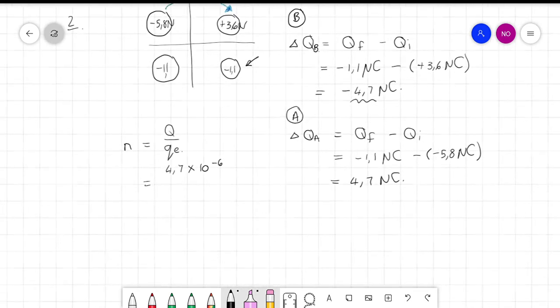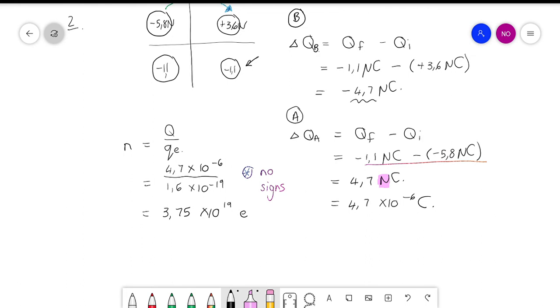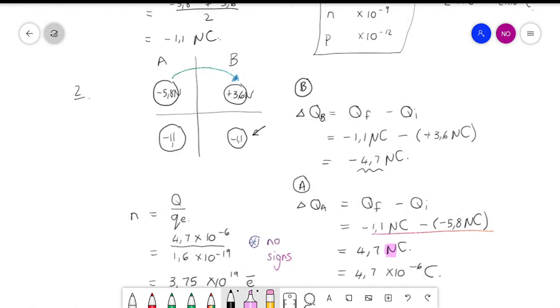Micro is maal 10 tot die mag min 6. En ons het hier so 'n micro. So ek kan hom skryf as 4,7 maal met 10 tot die mag min 6 coulomb. So that's the amount of charge that was transferred, and I divide that by 1,6 times 10 to the power of negative 19. Note, no signs in this. Hierso is tekens belangrik, né? Maar hierso sit ons niks tekens in nie. En dan as jy dit in jou sakrekenaar gaan intik, gaan jy kry dis 3,75 maal met 10 tot die mag 19 elektrone wat gedurende toe hulle twee aan mekaar geraak het, geskuif van A na B toe.